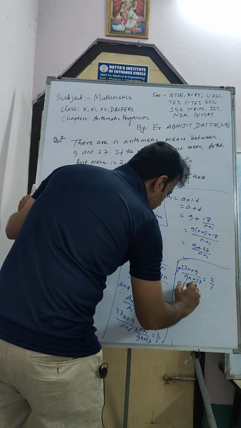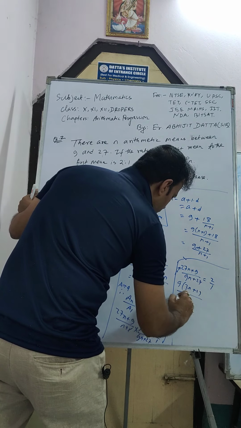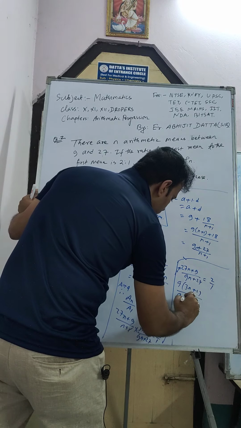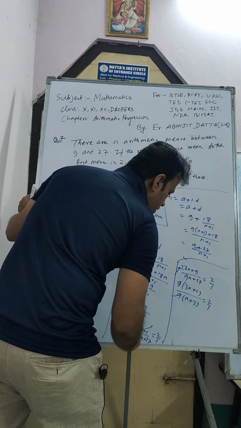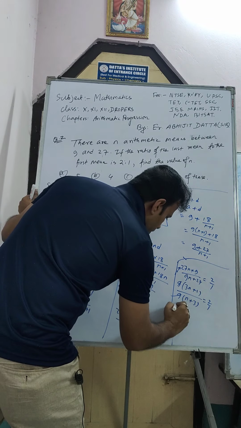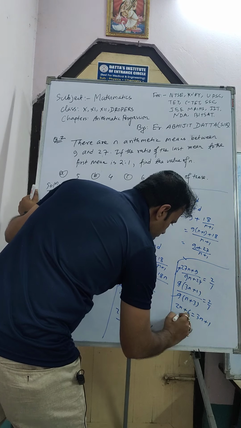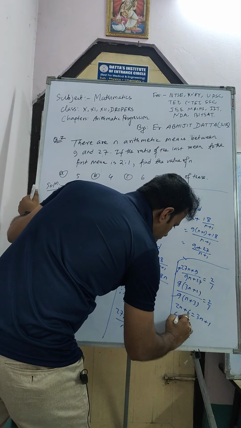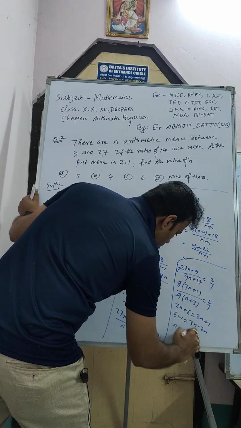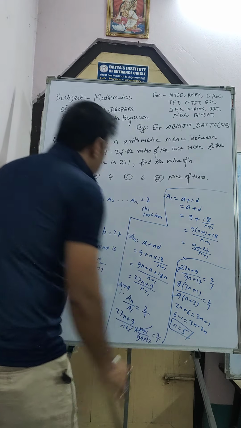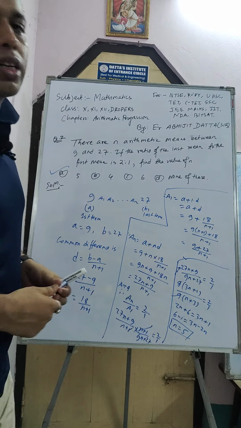So I take 9 common here, it will become 3n plus 1, and here taking 9 common, it will become n plus 3, equal to 2 by 1, right? 9 will be cancelled out. Now multiply: 3n plus 1 equal to 2n plus 6, that is 6 minus 1 equal to 3n minus 2n, that is n equal to 5. So n equal to 5 is the correct answer. So which option is correct? Option A is correct answer.